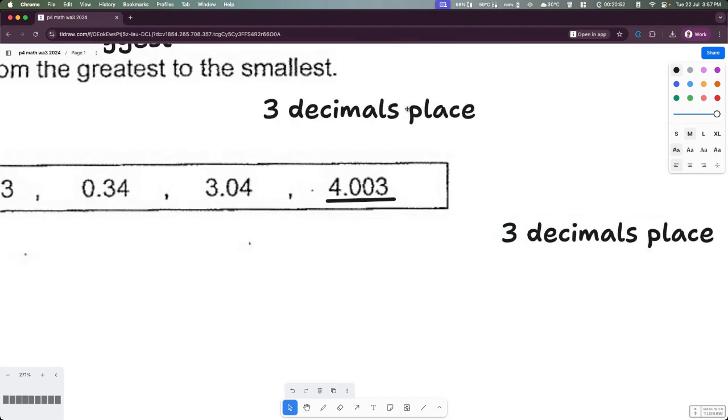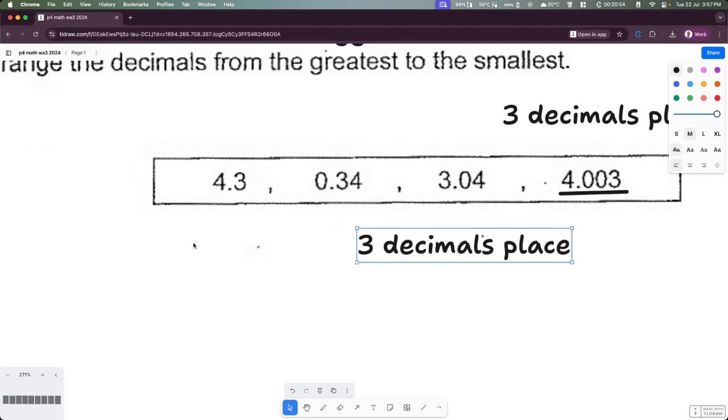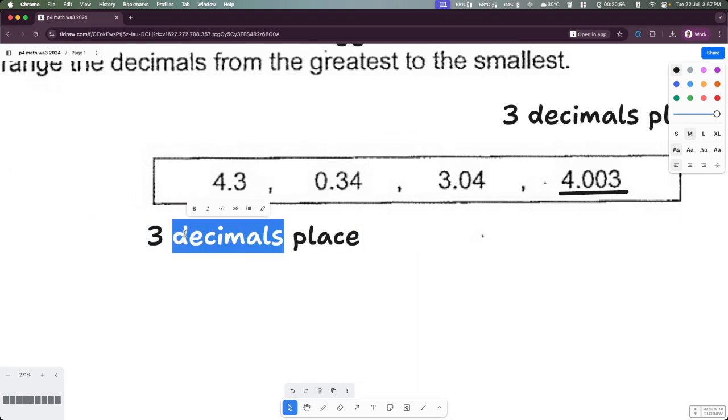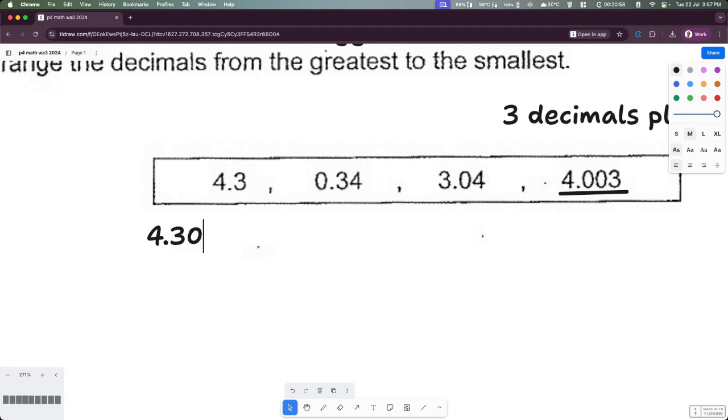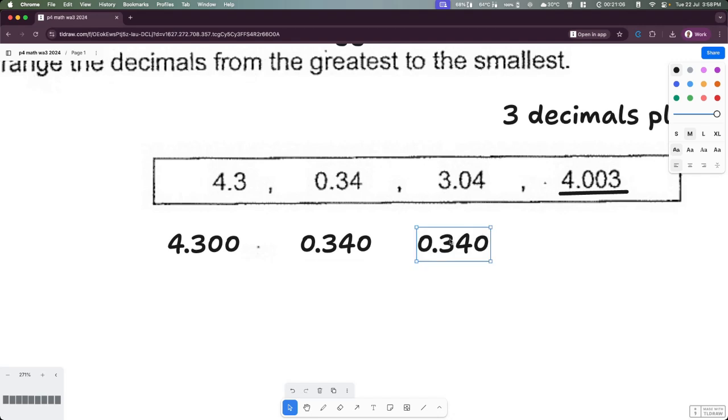Okay, so let me put a 3 decimal place on top. So let's convert everything to 3 decimal places. For this we have 4.300. Then 0.34 will be 0.340. Then 3.04 will be 3.040, and lastly you have 4.003, the same number.